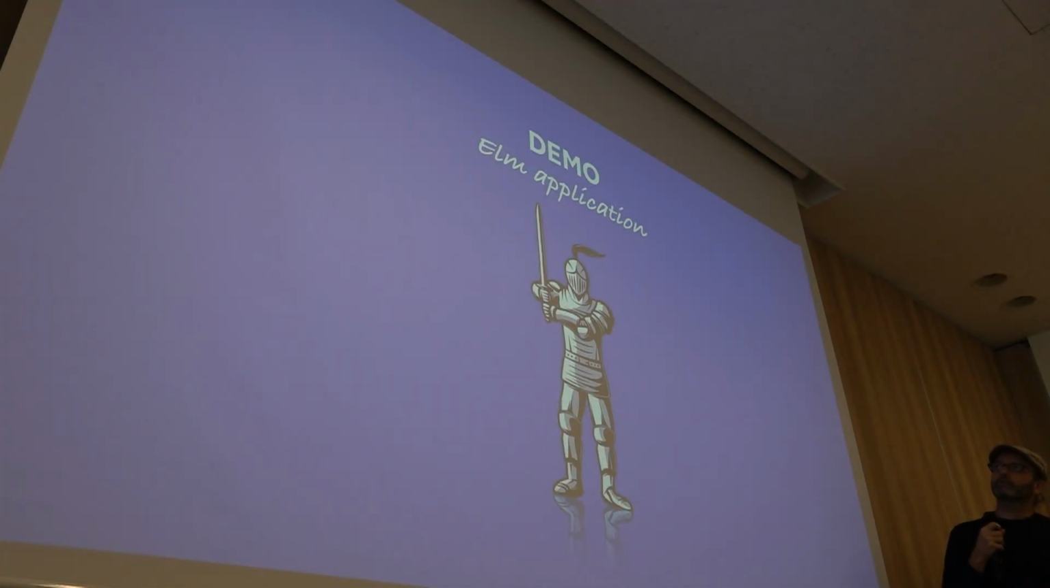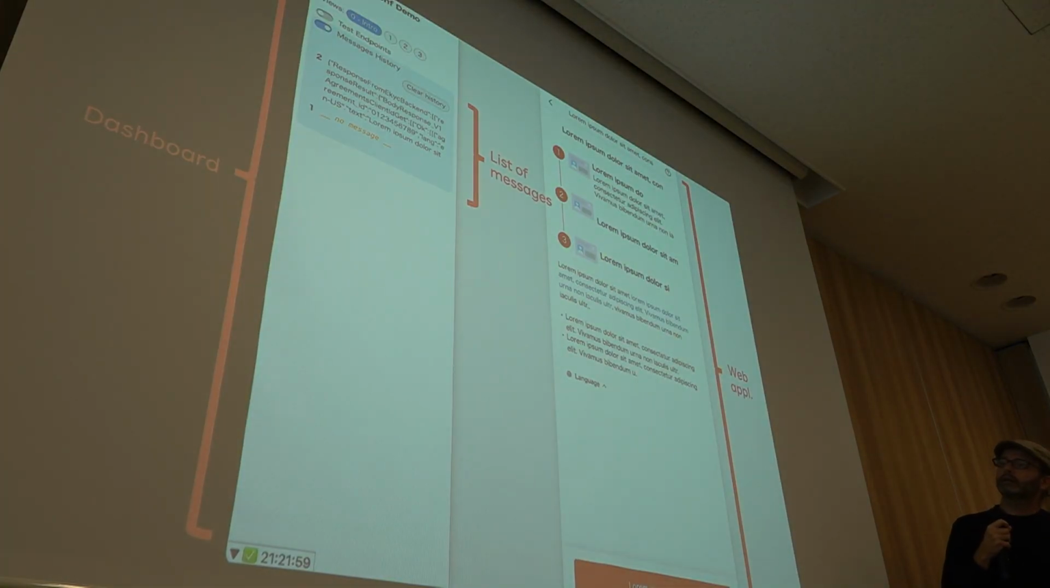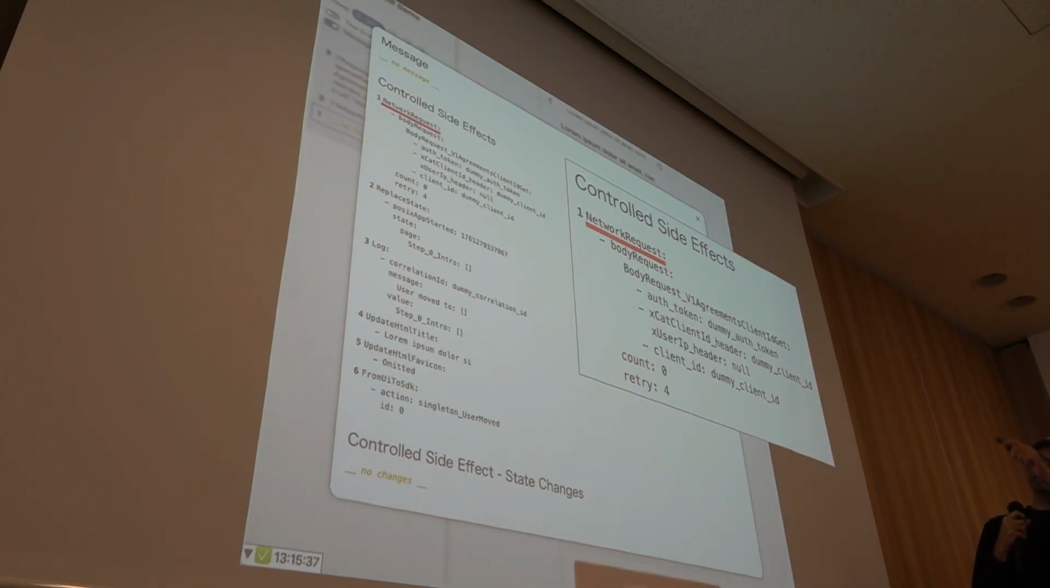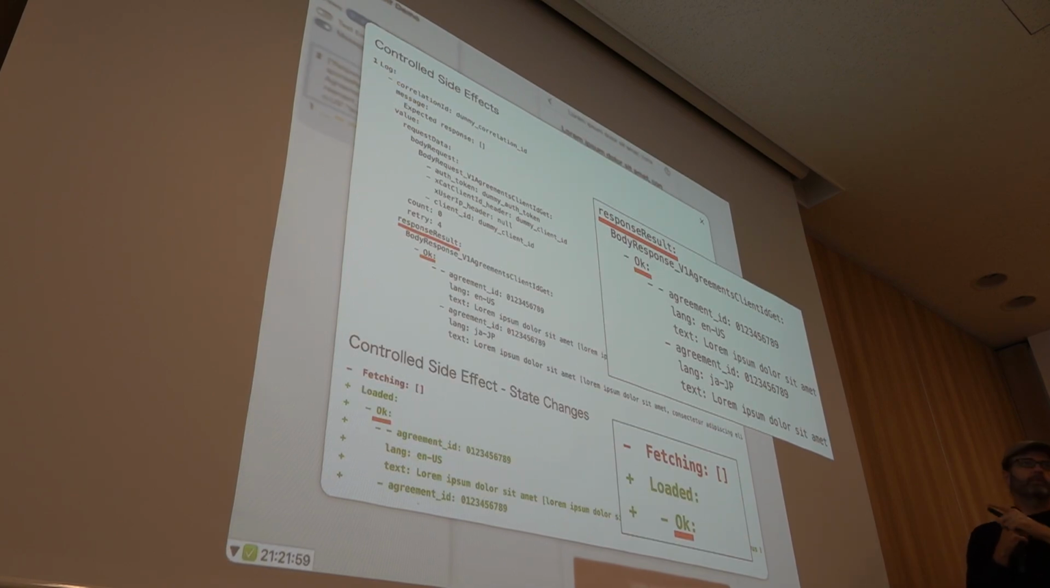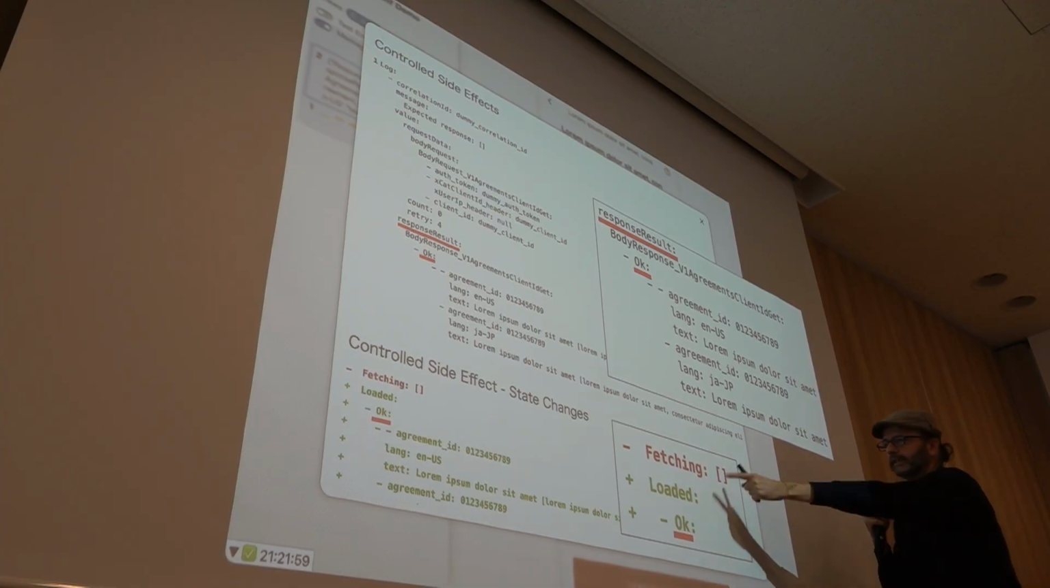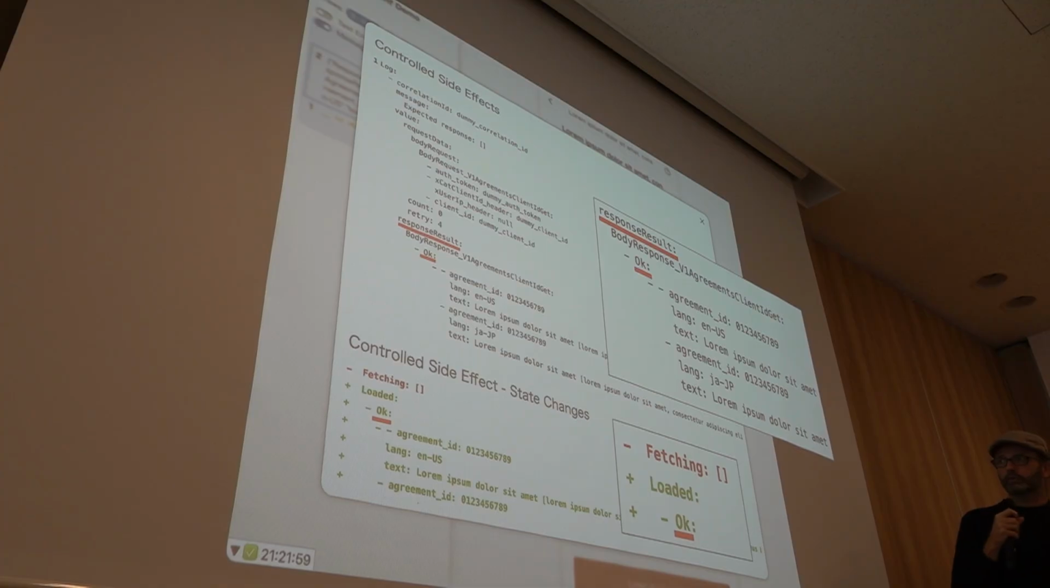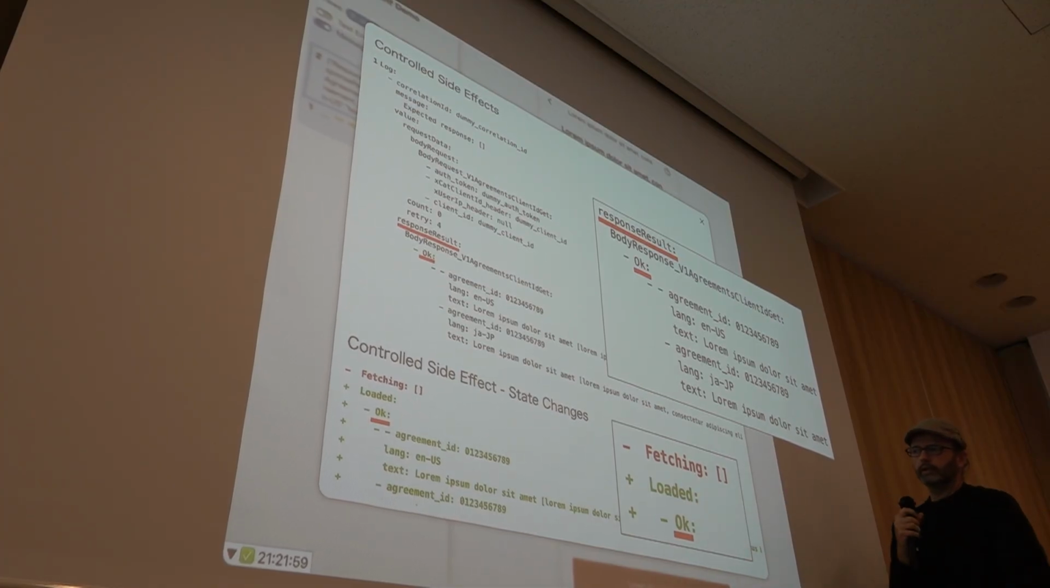So let me show a quick demo. This is an Elm application built at Rakuten. There is an interface here, a dashboard, and then you just click on some of the messages, and you get the list of all the side effects. Here, for example, is a network request. Okay, so we can see them all. This is an example of a response that we get, and this is a success, so we get an OK. Here we can see the side effect on the state of our application. So we move from fetching to OK.